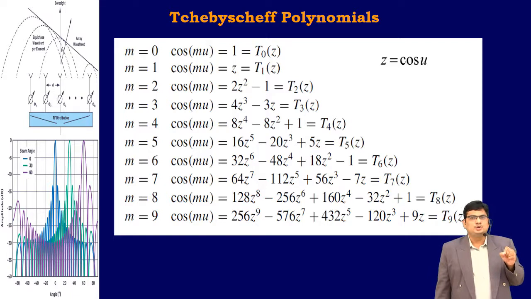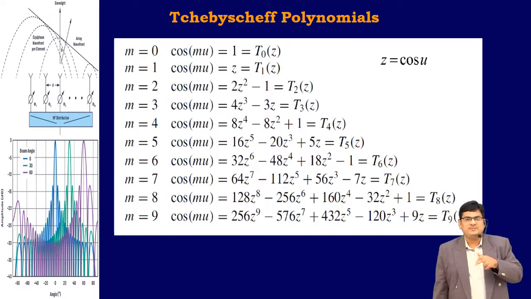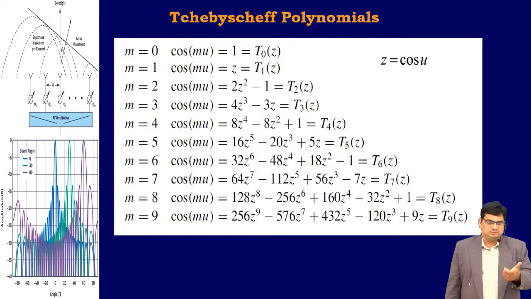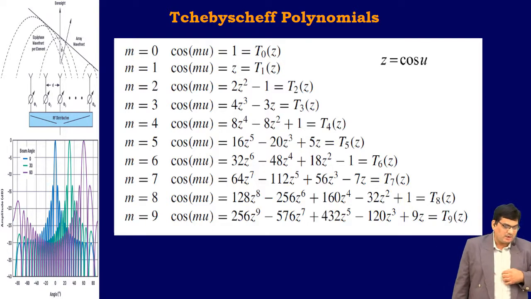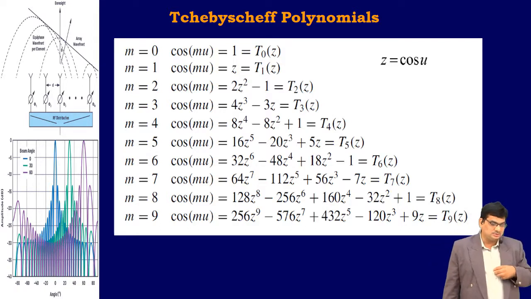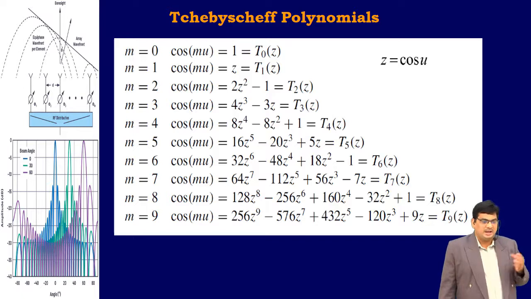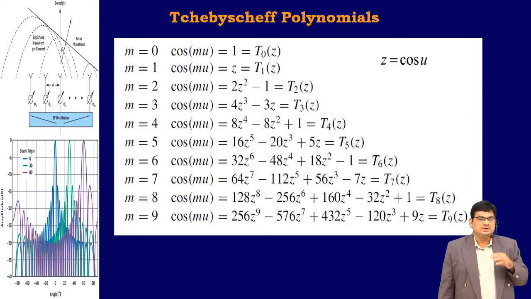So 2 into, we know the cos square 2u value, that again you can substitute, that means 2 cos square u minus 1, minus 1. Then after that, we use the formula for cos square u, and substitute that, we can get the value 8x to the power of 4 minus 8x square plus 1. That is the T4 of x.